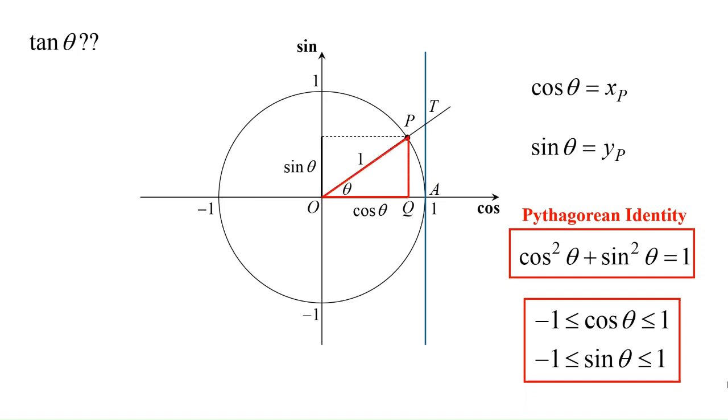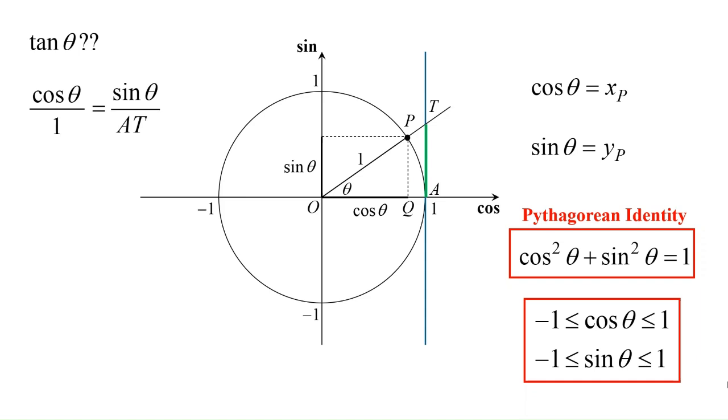We have triangle OPQ we previously worked with, and now we have triangle OAT that we formed by intersecting OT with the tangent. The two triangles being similar triangles, we then have from the first triangle OQ, which is equal to cosine theta, divided by OA from the second triangle measuring 1 unit, equal to PQ from the first triangle measuring sine theta, divided by AT from the second triangle.